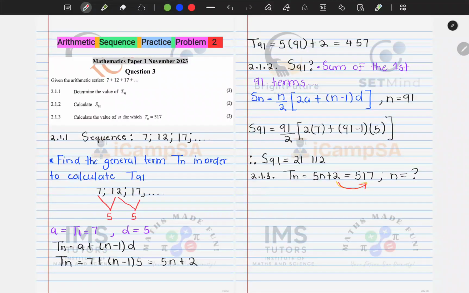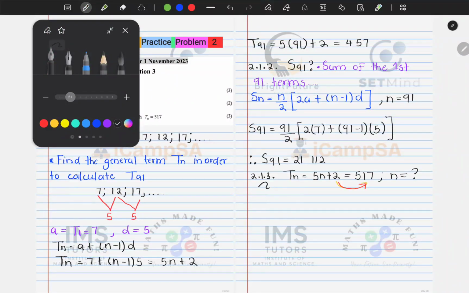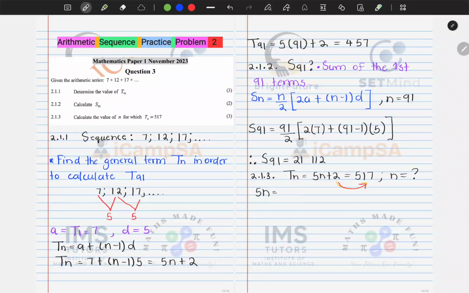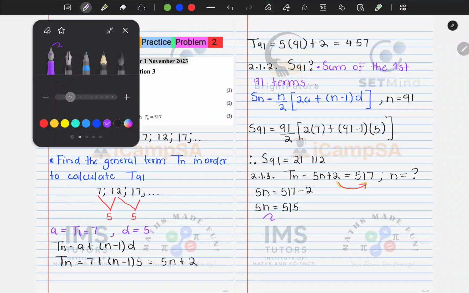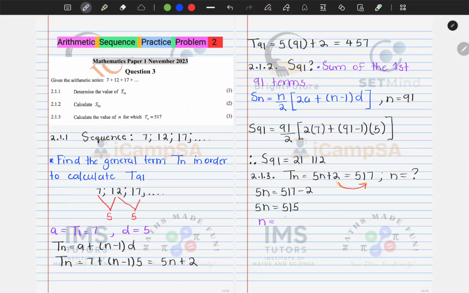We'll take our 2 and transpose it, such that what we now have is 5n equal to 517 minus 2. Let's not skip any step: 5n equals 515. We know that we are looking for n, so we just need to divide by 5 on both sides, which means we'll have 515 divided by 5. And that gives us our n value.